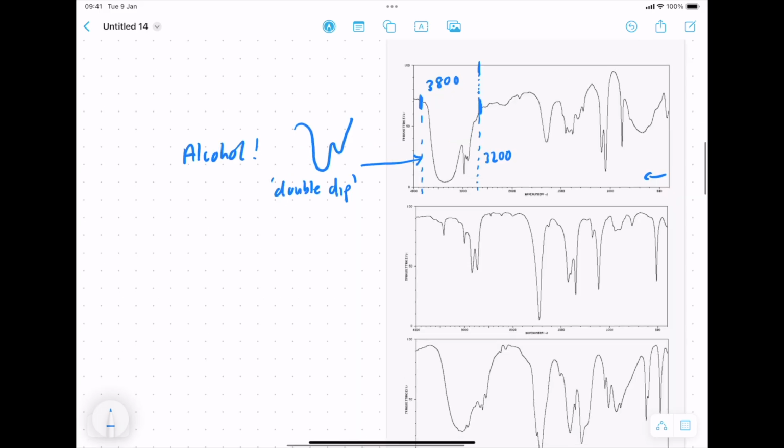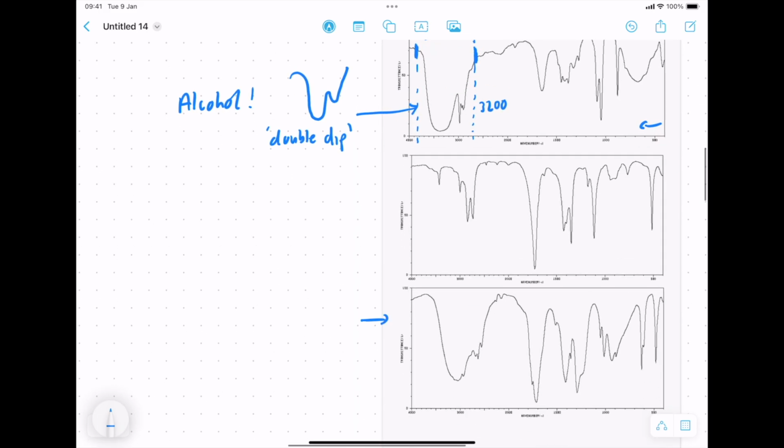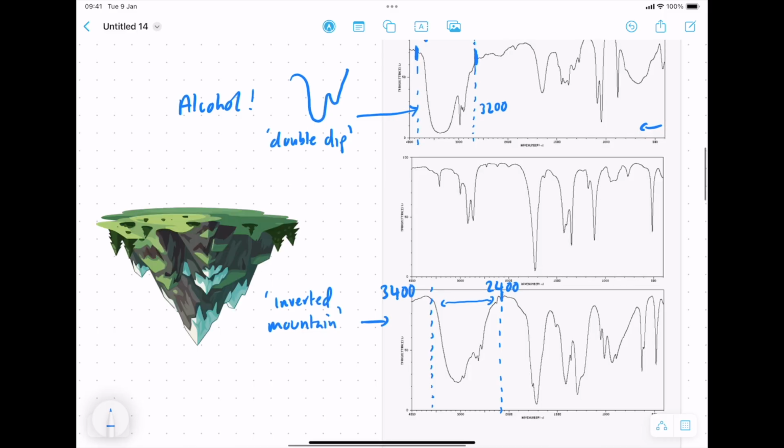Right, the next one, I'm going to jump to the bottom one actually, is this one. And I think this one's even easier to spot. So you'll notice that it begins all the way sort of there. So if I dot this line down, that's roughly 2,400, 2,500, all the way over to around about 3,000, 3,300, 3,400. So you'll notice that it's actually really wide or really broad. And it kind of looks like an inverted mountain. When you see this peak, so the mention of the word broad, and you've got this sort of upside down mountain, it is always a carboxylic acid.